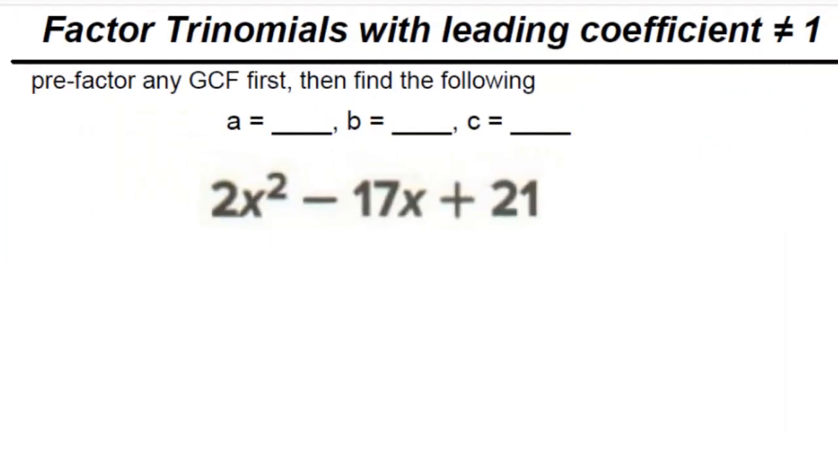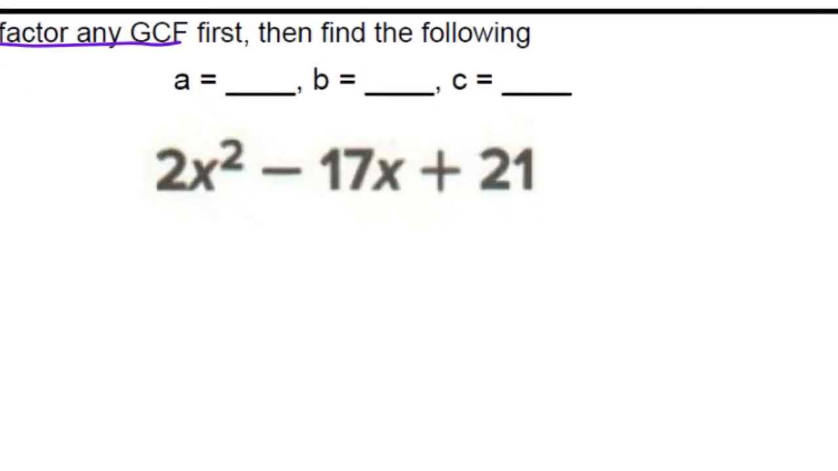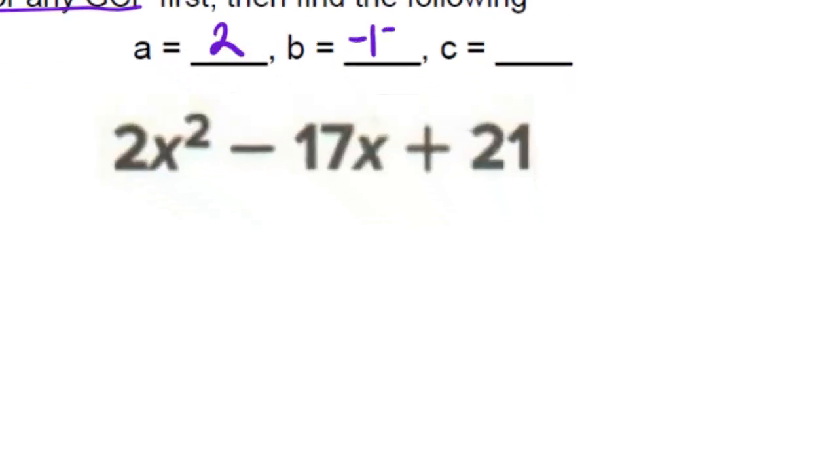Okay, we're going to try this one more time with the leading coefficient not equal to 1. We want to try to prefactor any GCF if we can. Well, 2, 17, and 21 do not have any factors in common. So my a, b, c values are simply 2, negative 17, 21. So I'm going to do a times c. The first step is to multiply a and c. That would give me a 42.